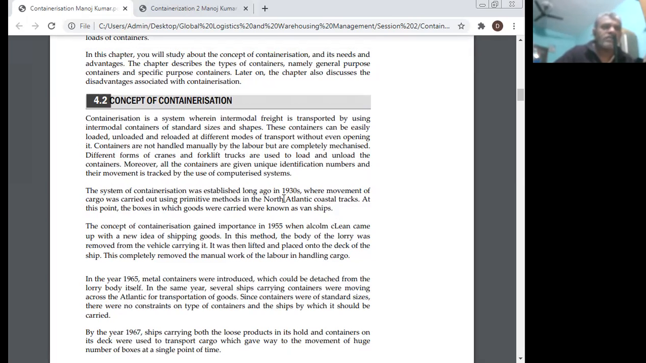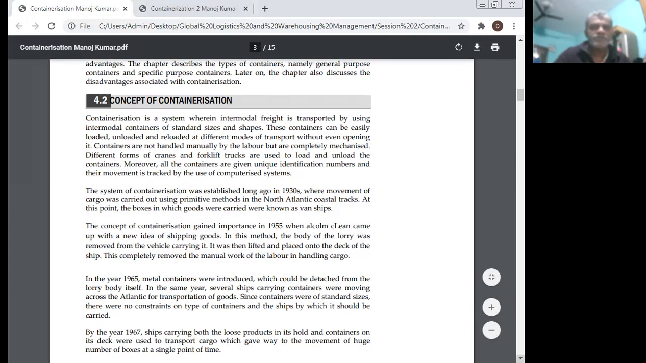Containerization was established long ago in the 1930s, when movement of cargo was carried out using primitive methods in the North Atlantic coastal tract. At this point, the boxes in which goods were carried were known as van ships. The concept of containerization gained importance in 1955 when Malcom McLean came up with a new idea of shipping goods. In this method, the body of the lorry was removed from the vehicle carrying it. It was then lifted and placed onto the deck of the ship. This completely removed the manual work of labor in handling cargo.